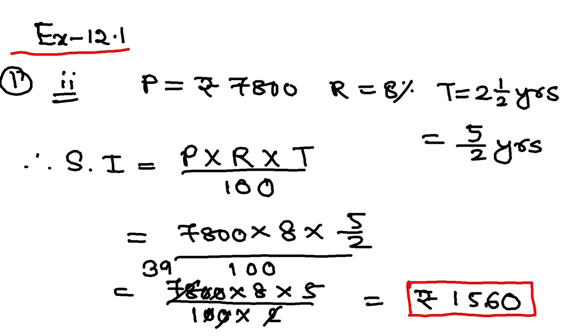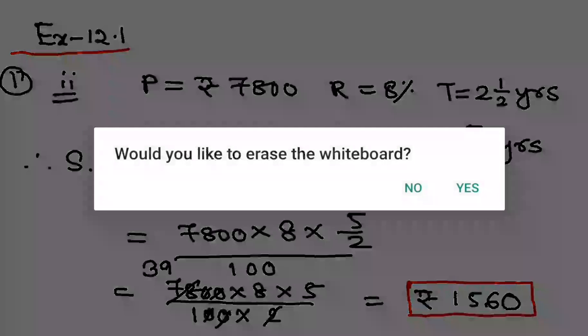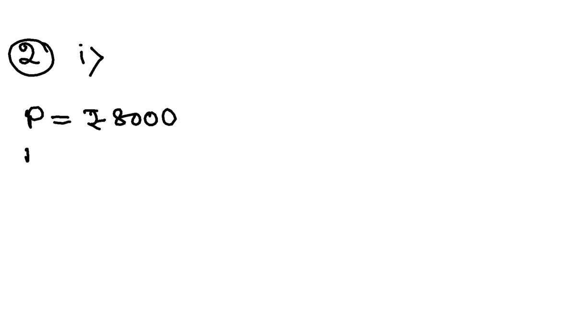Rest of the questions from question number 1 you can solve on your own. Now let's go to question number 2. This time again principal, rate and time are given, but this time you have to find the amount. Again all the questions are similar, so I'll take the first one only. The principal given in this question is rupees 8,000. Rate of interest is 9% and your time is 3 years.